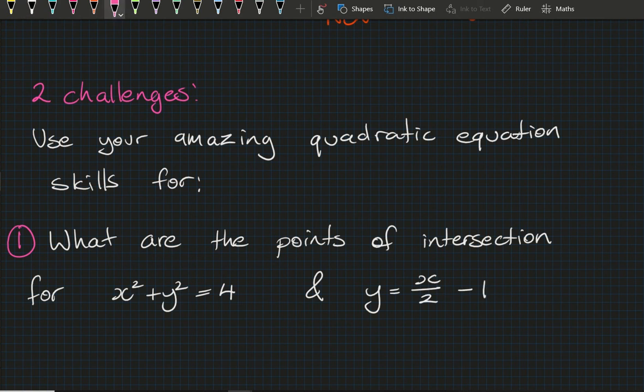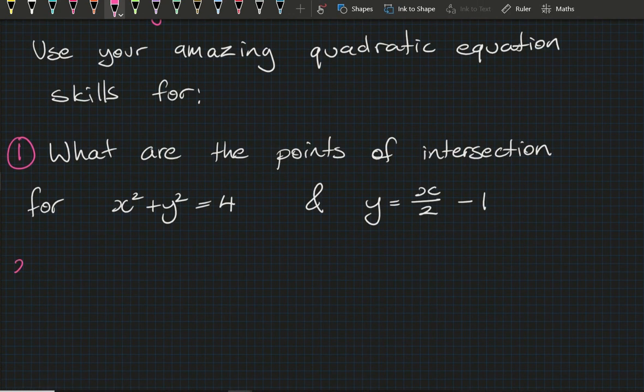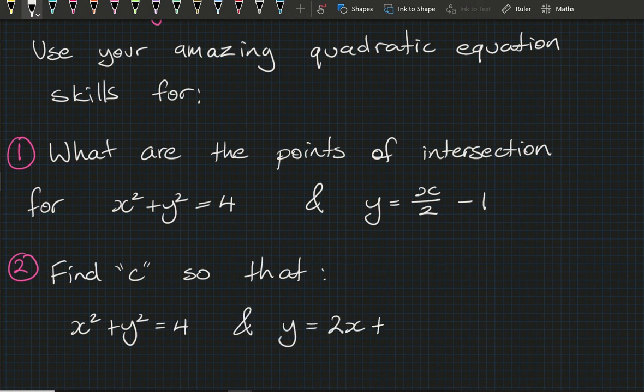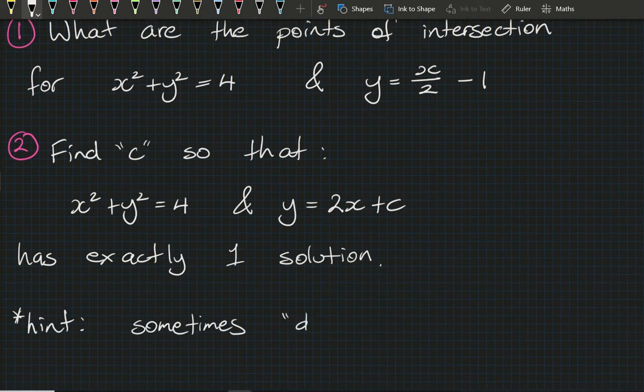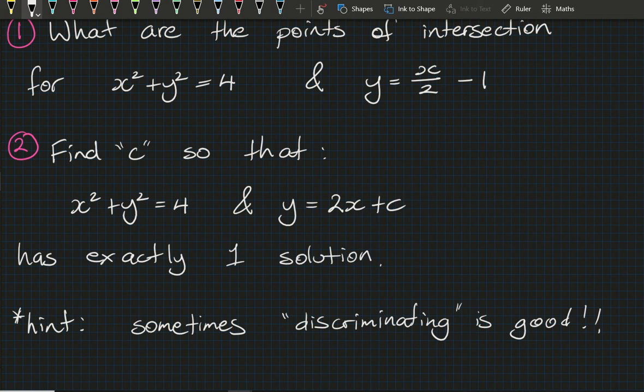And the second challenge is, find a c so that the circle x squared plus y squared equals 4 and the line y equals 2x plus c has exactly one solution. My hint for you on this one is that sometimes discriminating is good. Alright, I'll see you in the summary.